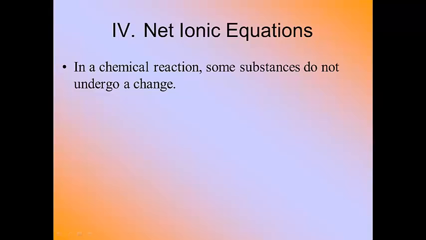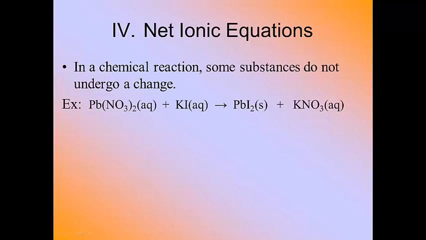And here's the fact. Even though we wrote it, it doesn't mean that everything undergoes some sort of change in a chemical reaction. And remember, the whole purpose of writing a chemical reaction is to identify the chemical change that's occurring. So let's look at this chemical reaction here. This is a very standard double replacement reaction that you do in a lab. This is lead nitrate added to potassium iodide, forming lead iodide and potassium nitrate.